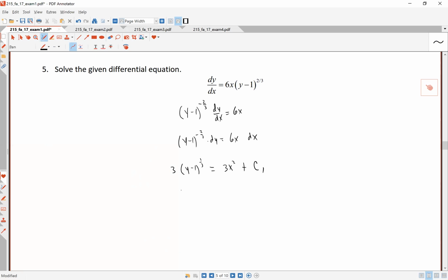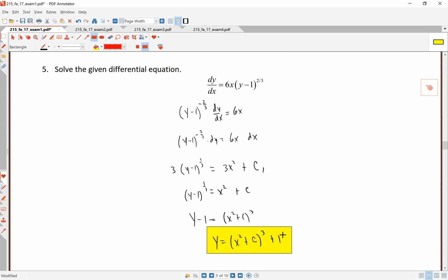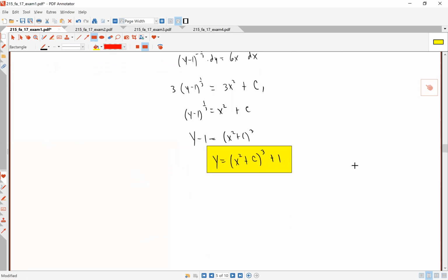Now it's just a formal process of solving for y. We have y minus 1 to the 1/3 equals x squared plus c1 over 3, which is some new constant c. And now we just cube both sides and then add 1. All right, separating variables is also important.